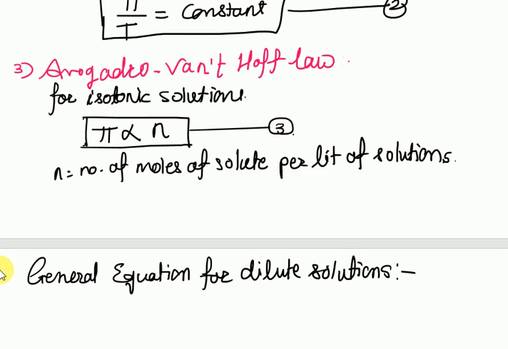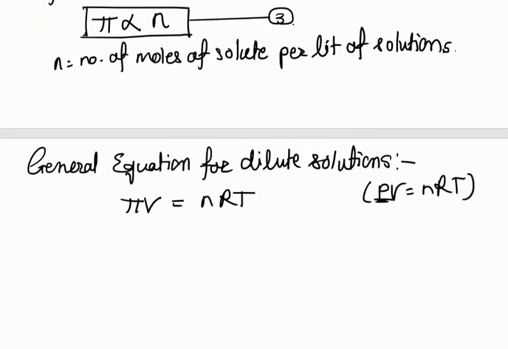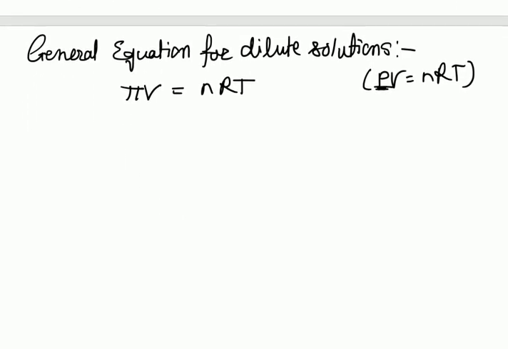So we get pi V is equal to nRT. As we know the ideal gas equation, PV is equal to nRT. Now in place of the pressure of the gas we have to put the osmotic pressure. So pi V is equal to nRT. This will be the general equation, and by using this equation we have to solve further numericals.